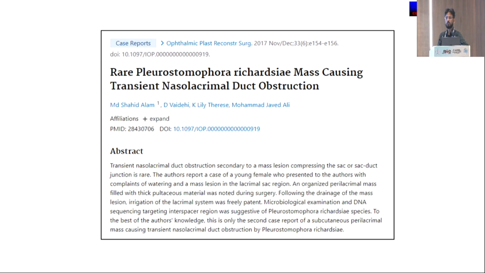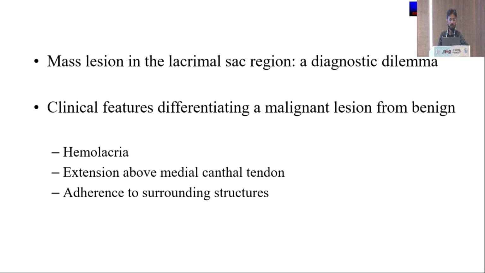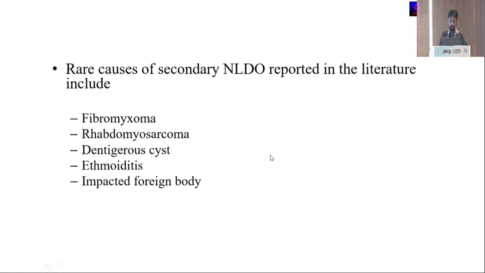It's a Pleurostomophora mass which presented as a case of transient nasolacrimal duct obstruction because of compression of the nasolacrimal duct. So a mass lesion in the lacrimal sac region can be a diagnostic dilemma, and sometimes they should be differentiated from benign lesions, like they present with a history of hemolacria if they extend above the medial canthal tendon and if they are adherent to the surrounding structures.